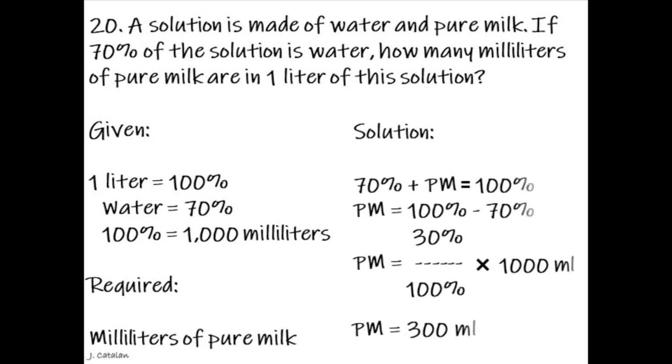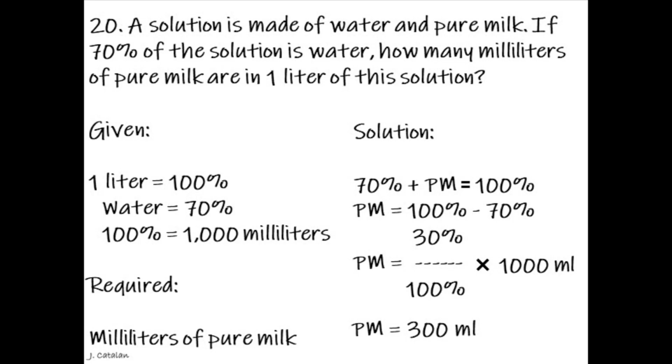Solution. 70% added by pure milk is equal to 100%. Transpose the equation. It will now become pure milk is equal to 100% subtracted by 70%. The result is pure milk is equal to 30%.